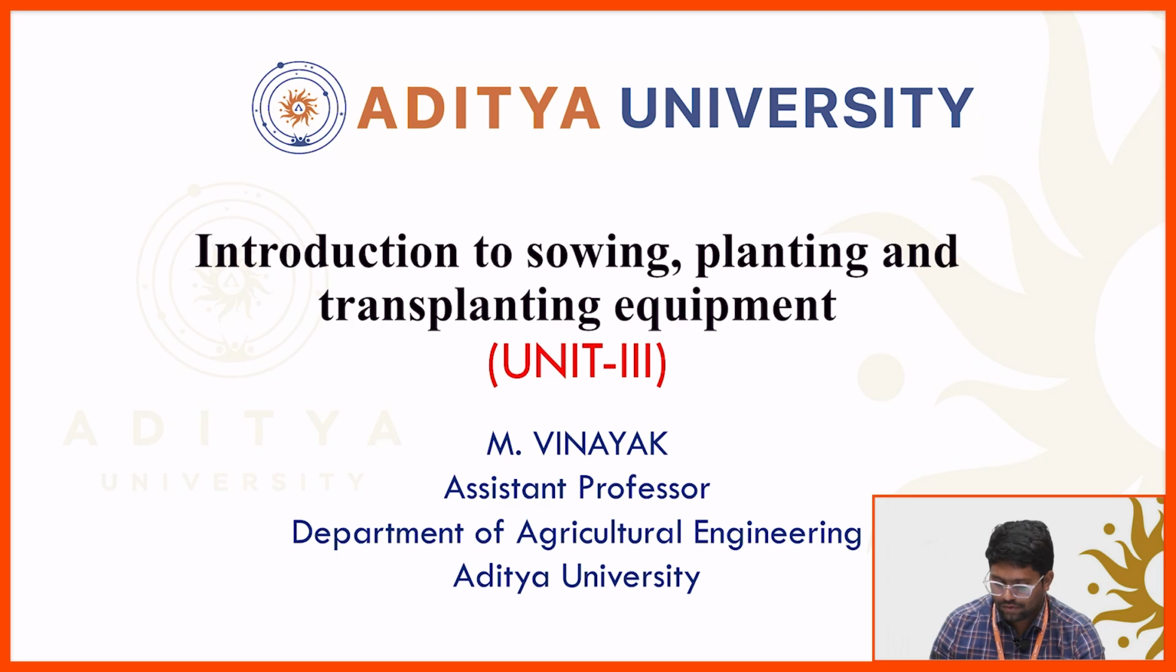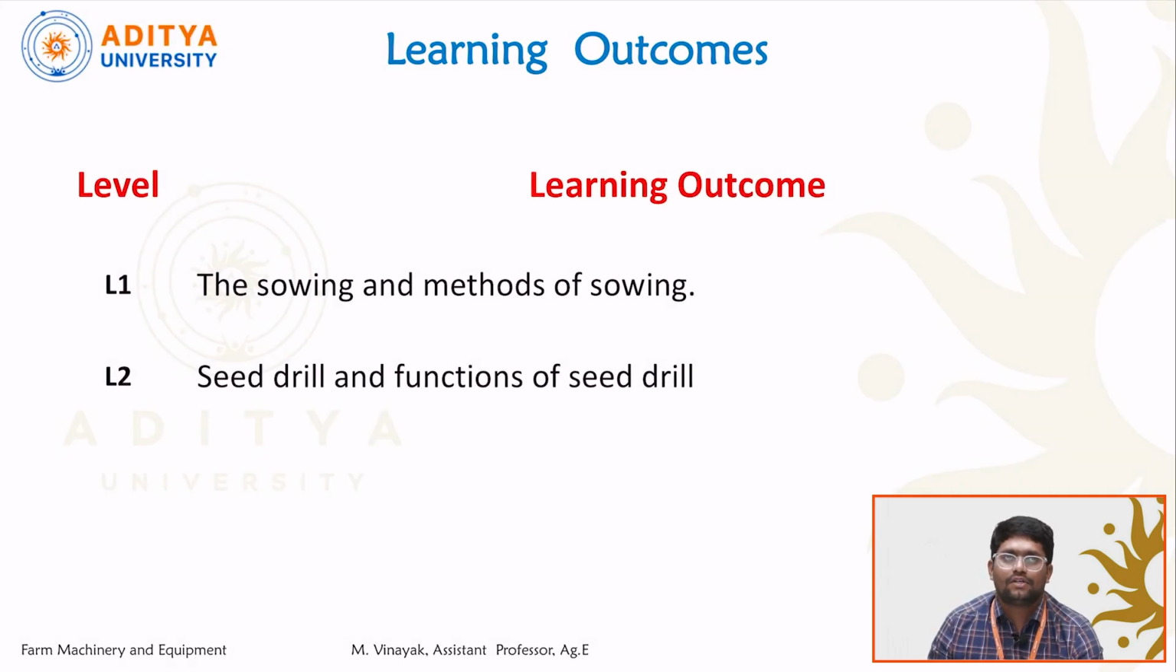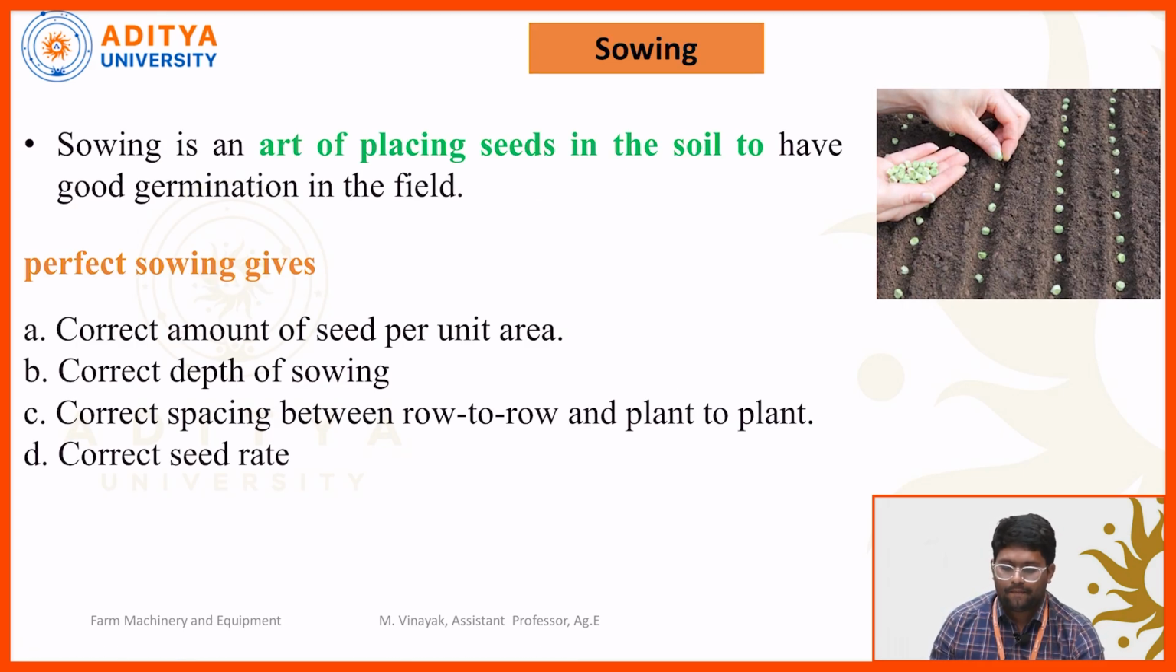So regarding today's topic, introduction to sowing, planting and transplanting equipment, these are the learning outcomes: the sowing and methods of sowing, as well as seed drills and functions of the seed drills. Before going to the main thing, here we can see the definition of sowing. Sowing is an art of placing the seed in the soil to have a good germination in the field. That is called sowing.